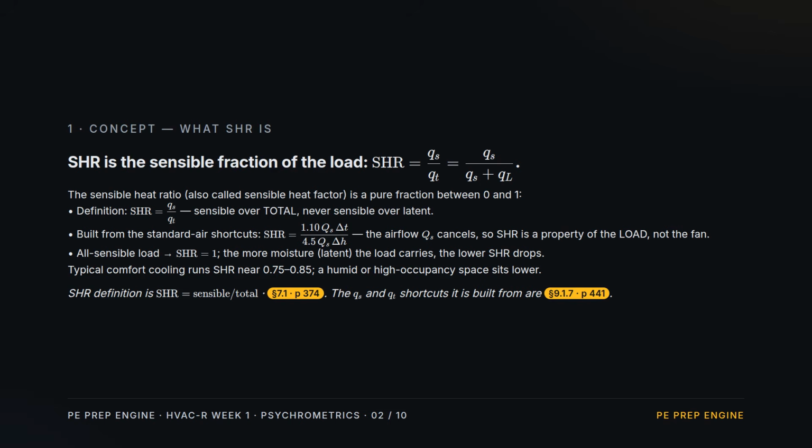Concept 1. What it is. The sensible heat ratio is sensible load over total load, a fraction from 0 to 1. Build it from the standard air shortcuts, and the airflow cancels, which tells you SHR belongs to the load, not the fan. And all sensible load gives 1. The more latent it carries, the lower it falls. Comfort cooling usually sits around 3/4.